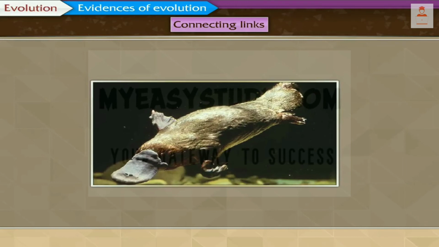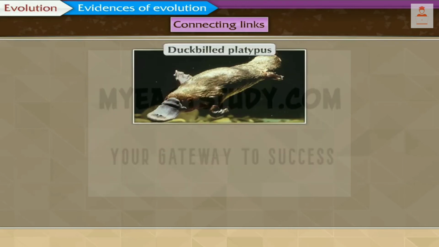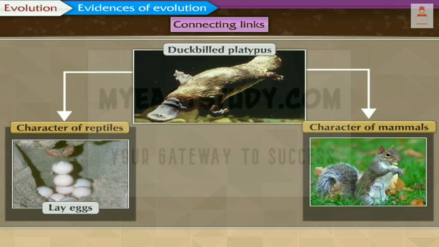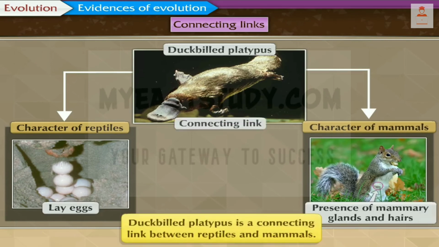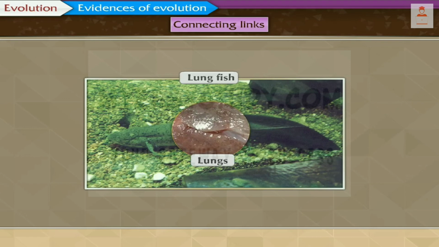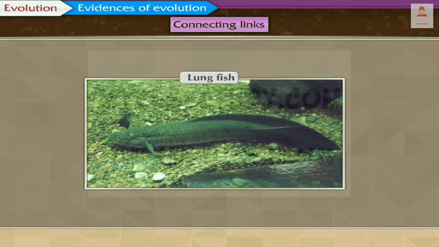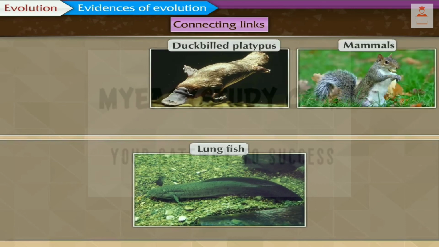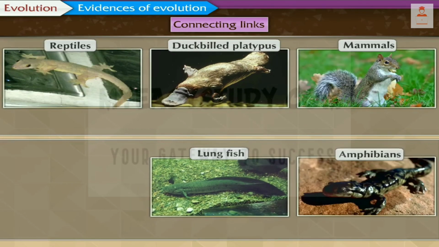Next image is of the duck-billed platypus. This animal lays eggs like reptiles, but shows relationship with mammals too, due to presence of mammary glands and hairs. The next image is of a lungfish. This fish performs respiration with lungs irrespective of being a fish. Thus, these examples indicate that mammals evolved from reptiles and amphibians from fishes.